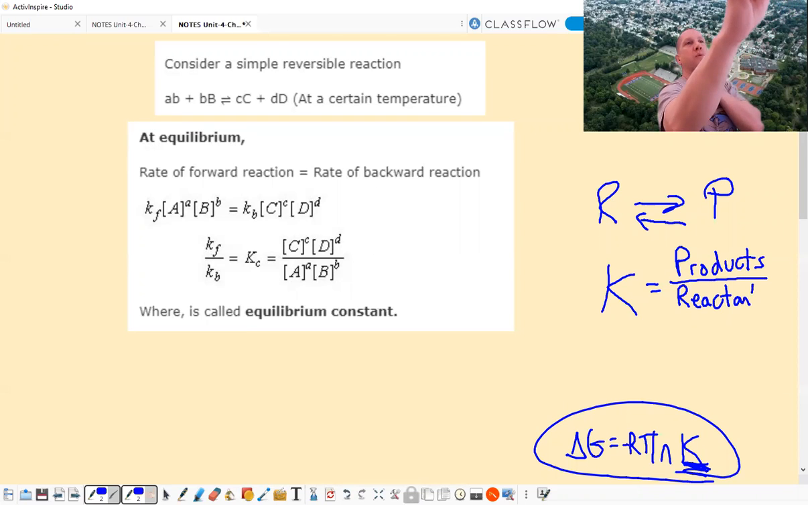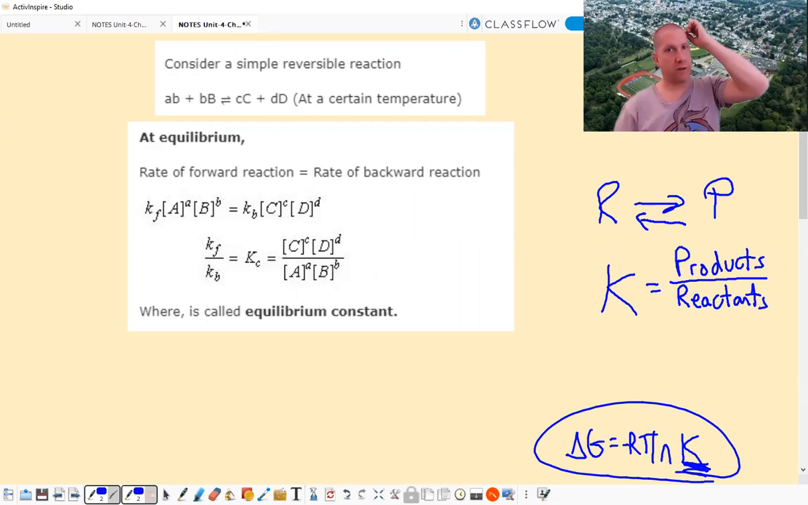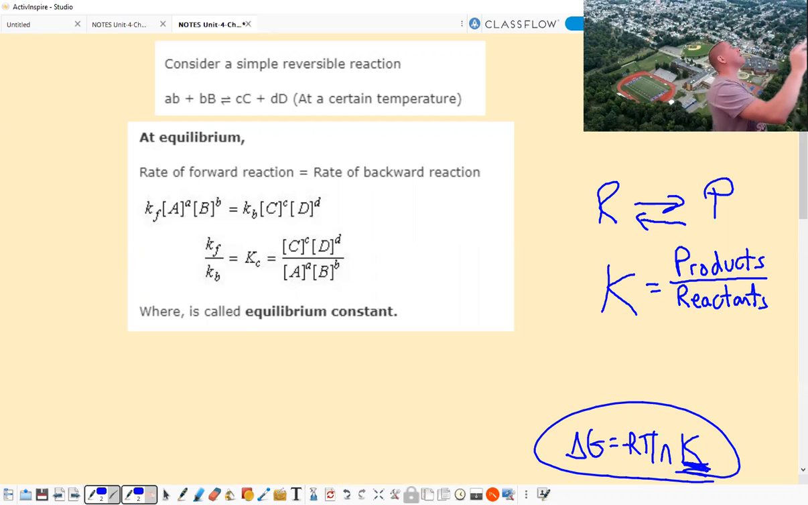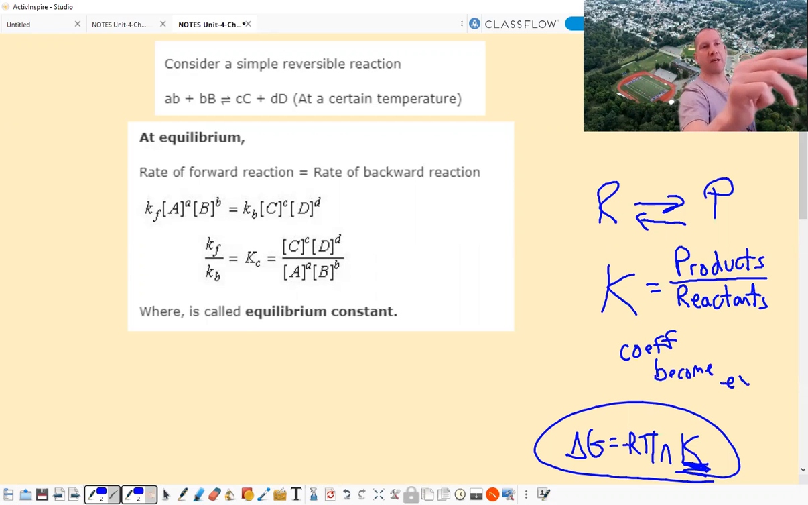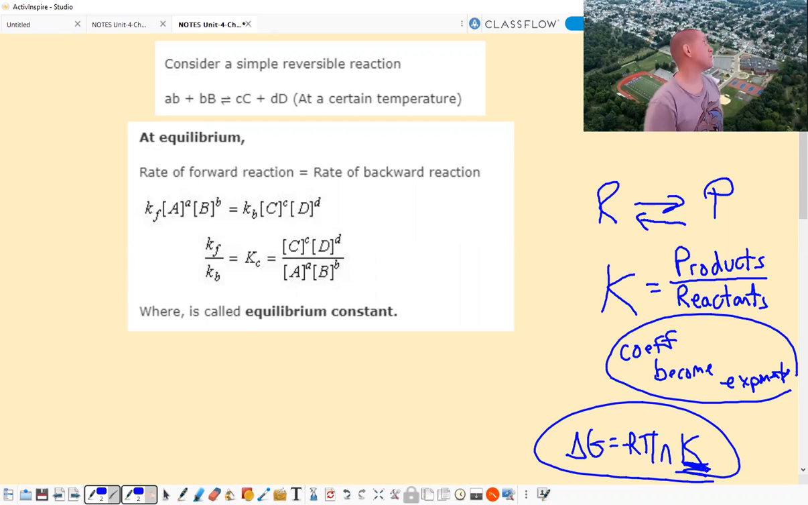K is equal to the products over the reactants in terms of concentration. You multiply them. You don't add them. And here's the big one: the coefficients of the balanced equation become exponents. So the coefficients of the balanced equation become exponents.